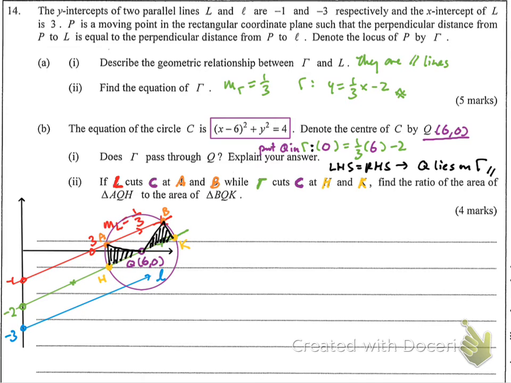Now at first glance, it seems very difficult, because you have to solve between L and C, between the red line and the purple circle, to get the points A and B. And similarly, we have to do the same thing to get the points H and K. But if you splash a little bit of geometry, that's why in coordinate geometry, it's extremely helpful if you have some insight in the geometry.